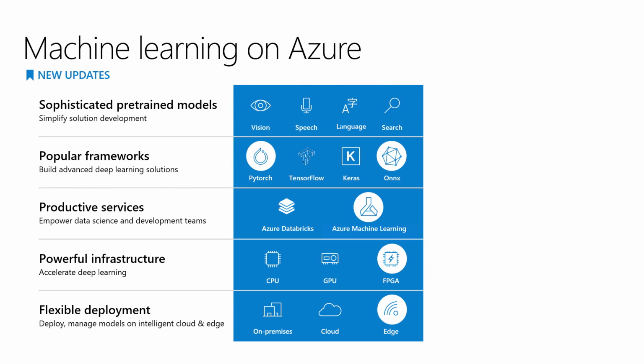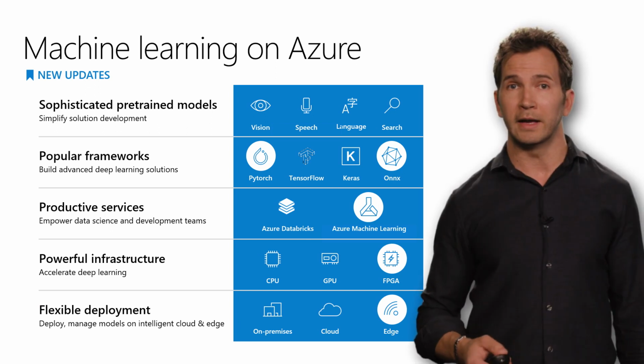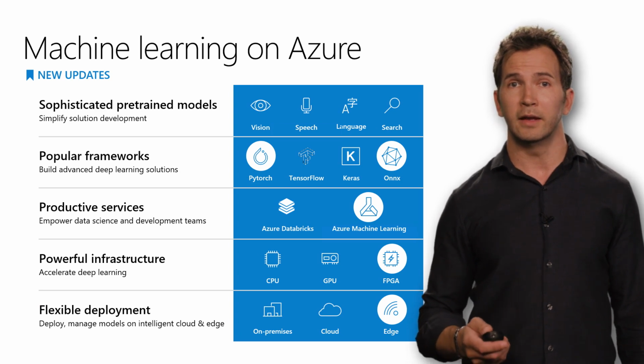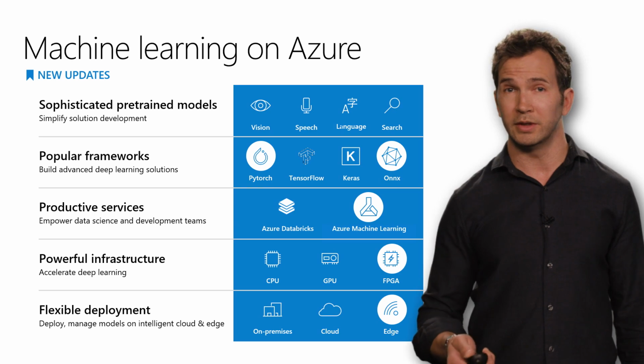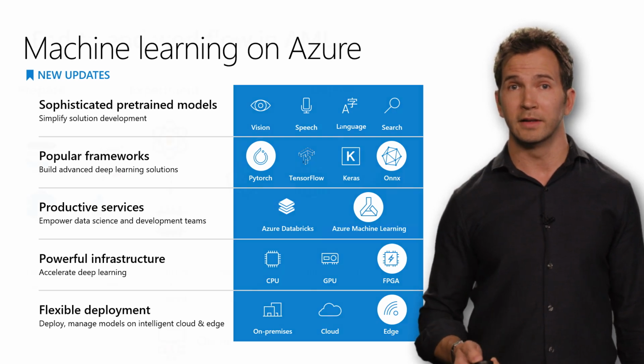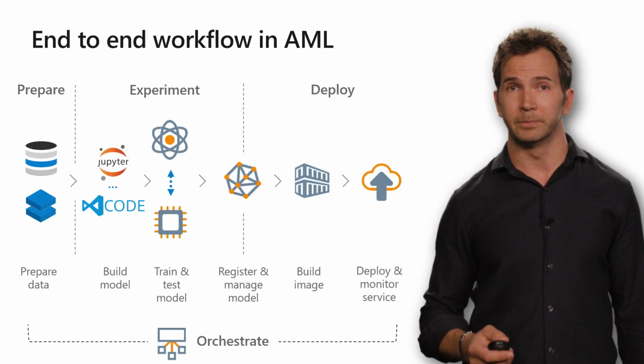Now, there's a lot of different ways to use Azure to power your machine learning. You can use pre-trained cognitive services, which are available via REST APIs, or you can use Azure Machine Learning Service to train your own custom models using any framework of your choice, including PyTorch and TensorFlow, and then deploy those to the powerful infrastructure using our CPUs, GPUs, or FPGAs to speed up your inferencing.